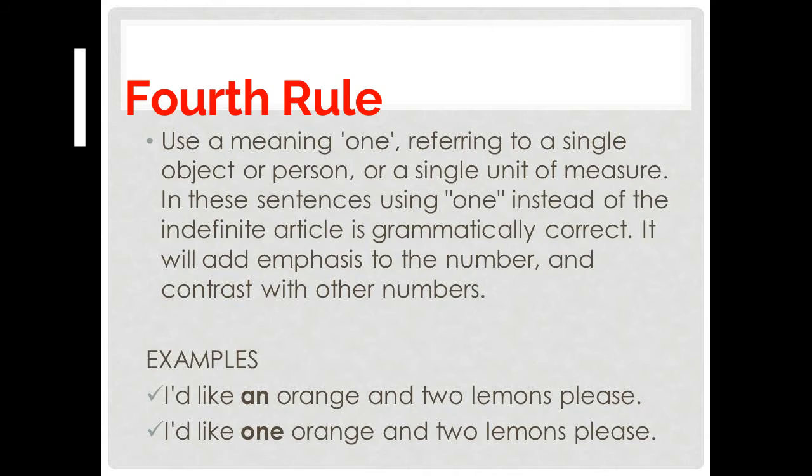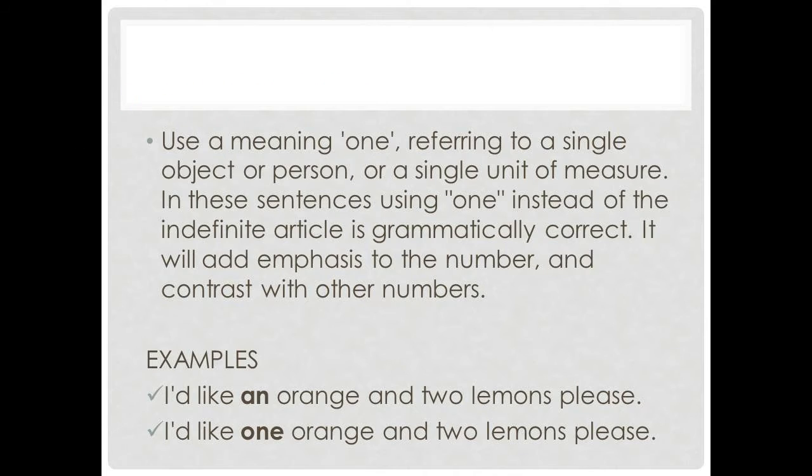Use a meaning one, referring to a single object or person or a single unit of measure. In these sentences, using one instead of the indefinite article is grammatically correct. It will add emphasis to the number and contrast with other numbers. Examples: I'd like an orange and 2 lemons, please. I'd like 1 orange and 2 lemons, please.